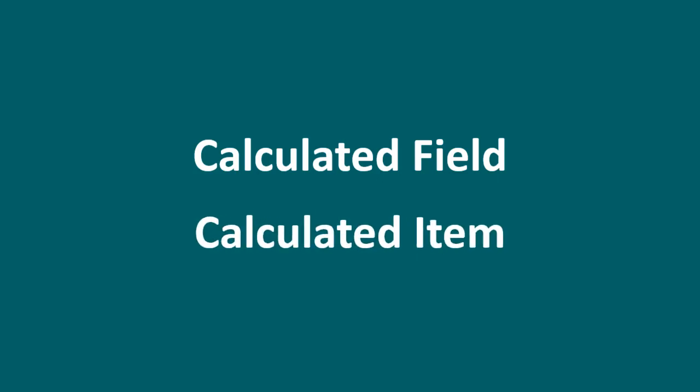Calculated item. It uses the contents of other items within a field of the pivot table. A calculated item must reside in the columns area, rows area or filters area of pivot table. You cannot use a calculated item in values area.